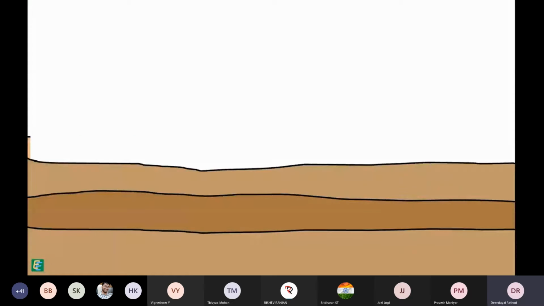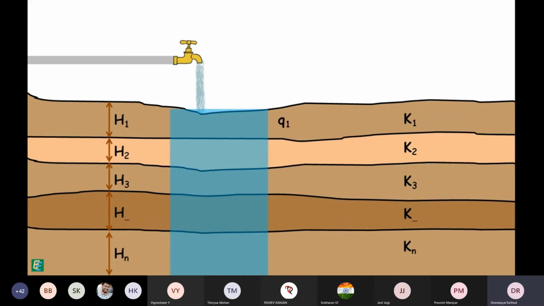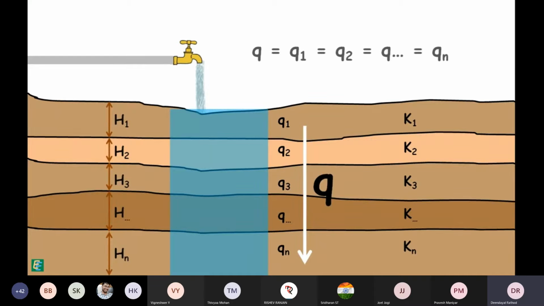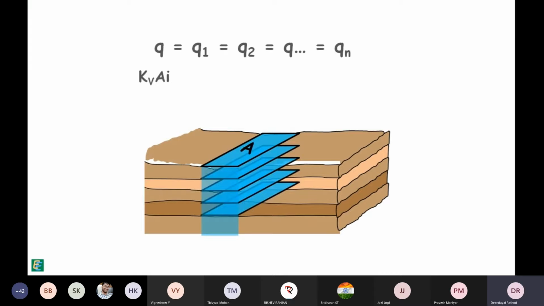Now, let us consider the same soil deposit, but this time water is flowing vertically downwards. In this kind of situation, the flow takes place in one layer after another. We can observe that whatever amount of water is coming out of one layer is going into the next layer. So the discharge through each layer will be equal, and that will be equal to the discharge through the whole soil mass. So we can write Q equals Q1, Q2, and so on. If we assume the area of flow is capital A, which is the same for all the layers, then we can write by Darcy's law as this.